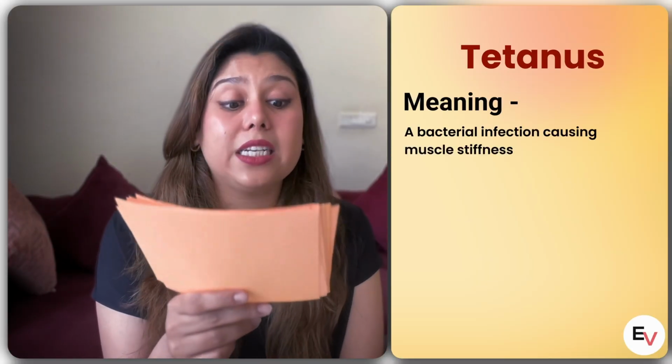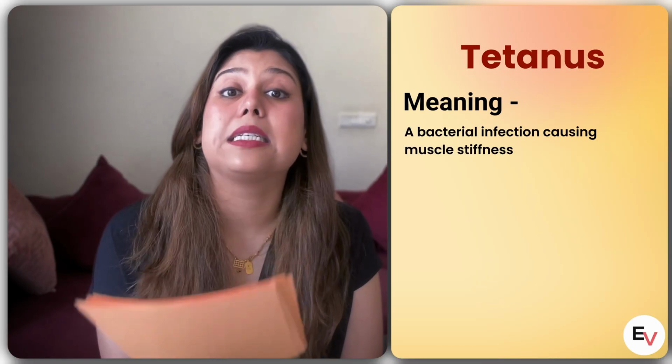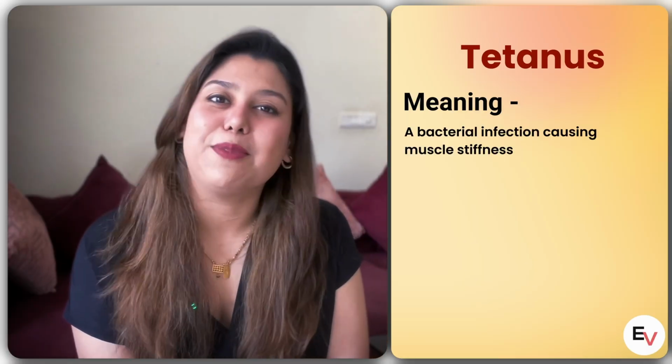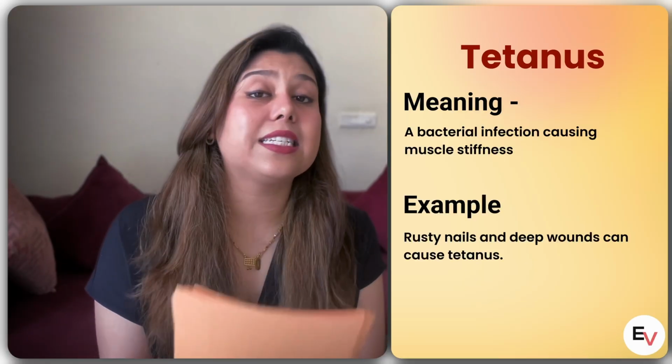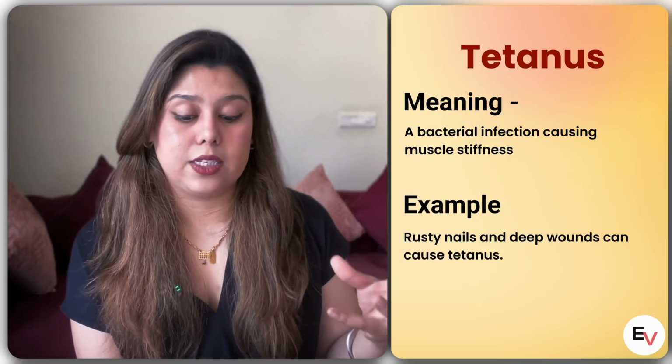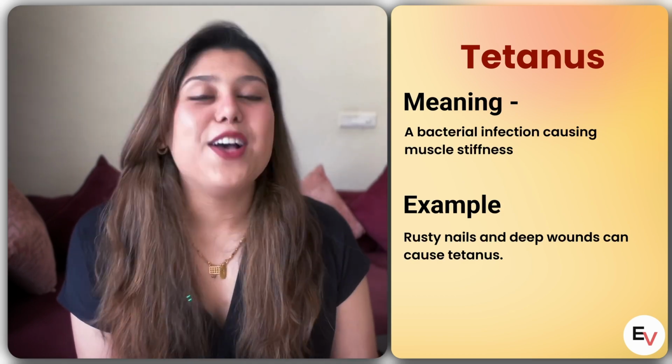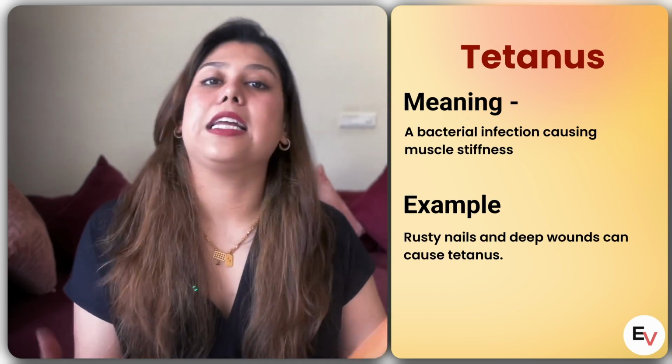Repeat after me, tetanus. It means a bacterial infection causing muscle stiffness. Now let's frame a sentence with this word. Rusty nails and deep wounds can cause tetanus. So these were 20 words in this segment.